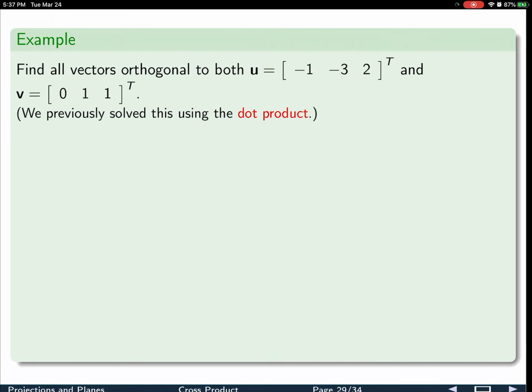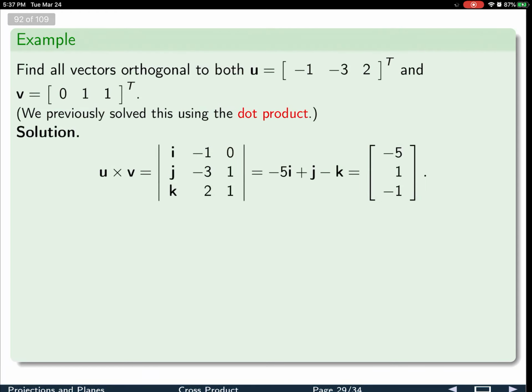All right, find all vectors orthogonal to both u and v. Here, we previously did this with the dot product, but now we could do it with the cross product by simply taking a cross product between u and v here. There's the mechanics of it, and we get the same exact vector that we did before. It was a little bit more involved with the dot products. This one made it seem simple.